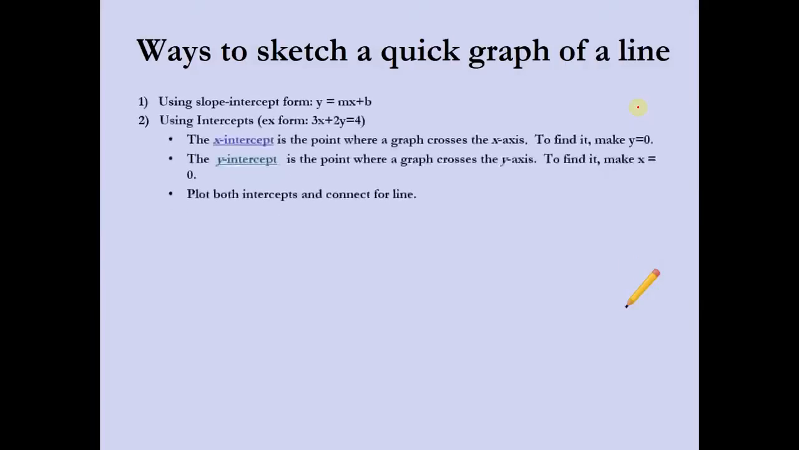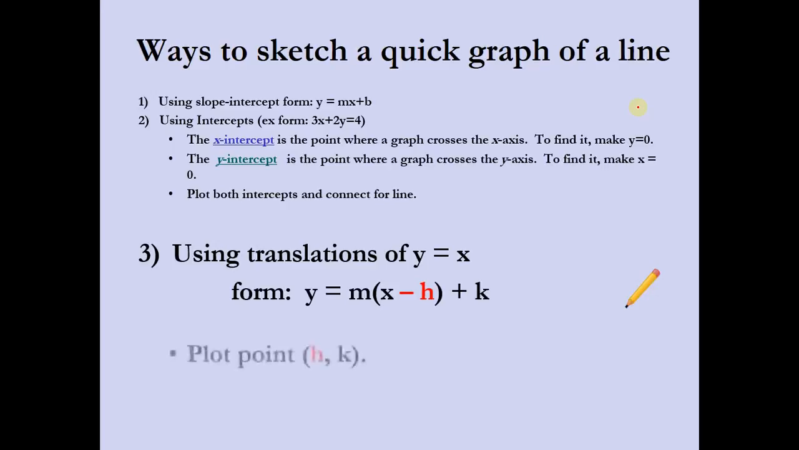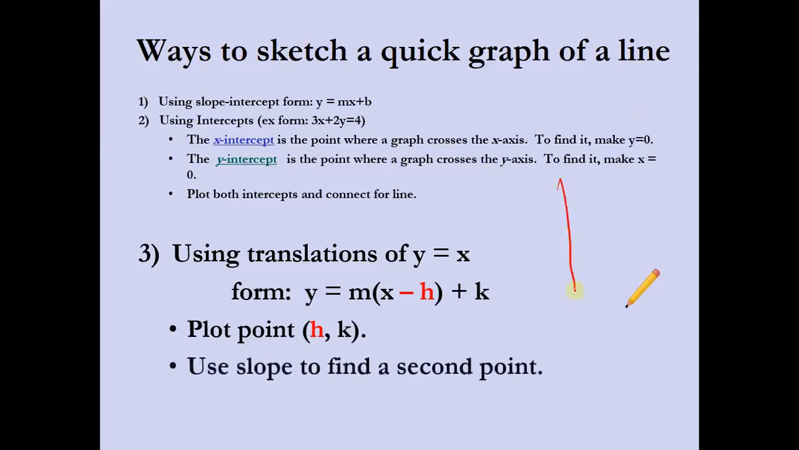So, there's another way to sketch a graph for a line. It's called the translated form. Now, what does this mean? Using a translation of y equals x, that's when you just have a line that's going through 0, 0, right? That is y equals x. What this ultimately is doing is moving the line right or left and then up or down, depending on where the point is. And the slope is going to act like what you would consider an amplifier.